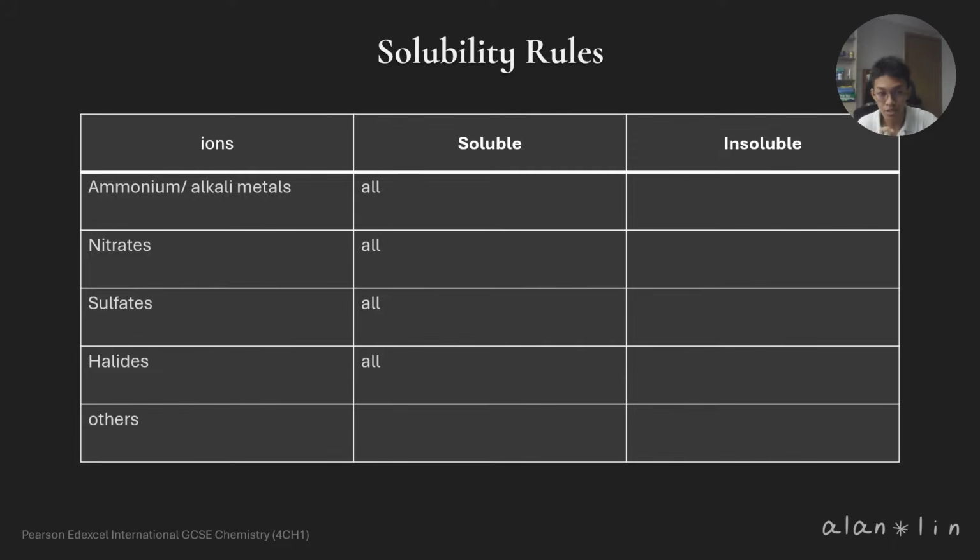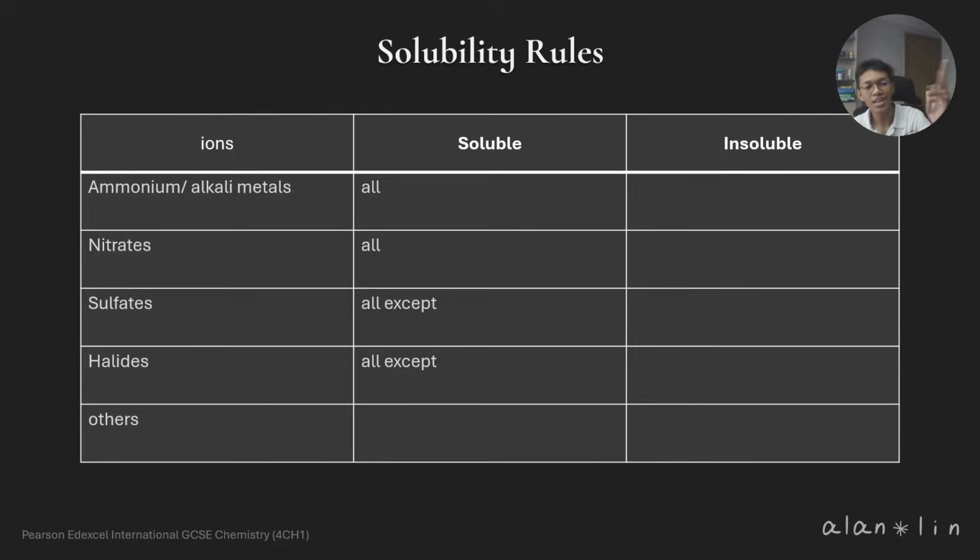However, there are exceptions, and these exceptions apply to sulfates and halides. Now how do we remember to which ions these exceptions apply? Well, we're going to use our fingers. Your thumb represents your ammonium and alkali metal ions, so this is going to be your A. And your index finger is going to represent your nitrates. Your middle finger is going to represent your sulfates, and your ring finger is representing your halides, and the pinky finger is representing the other ions category. So you've got these 5 fingers representing these different ions.